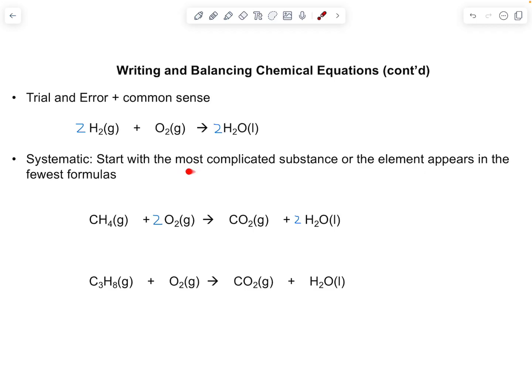As I mentioned, you could either start with the most complicated substance or start with the element that appears in the fewest formulas. In this equation, you notice that oxygen shows up in three places, among 3 different reagents, and carbon shows up twice, and hydrogen shows up twice. So carbon and hydrogen are the kinds of elements that appear in fewer formulas. Methane is the molecule that contains carbon and hydrogen. So you should start with methane and then keep on moving to balance the equation. Okay, so any questions?